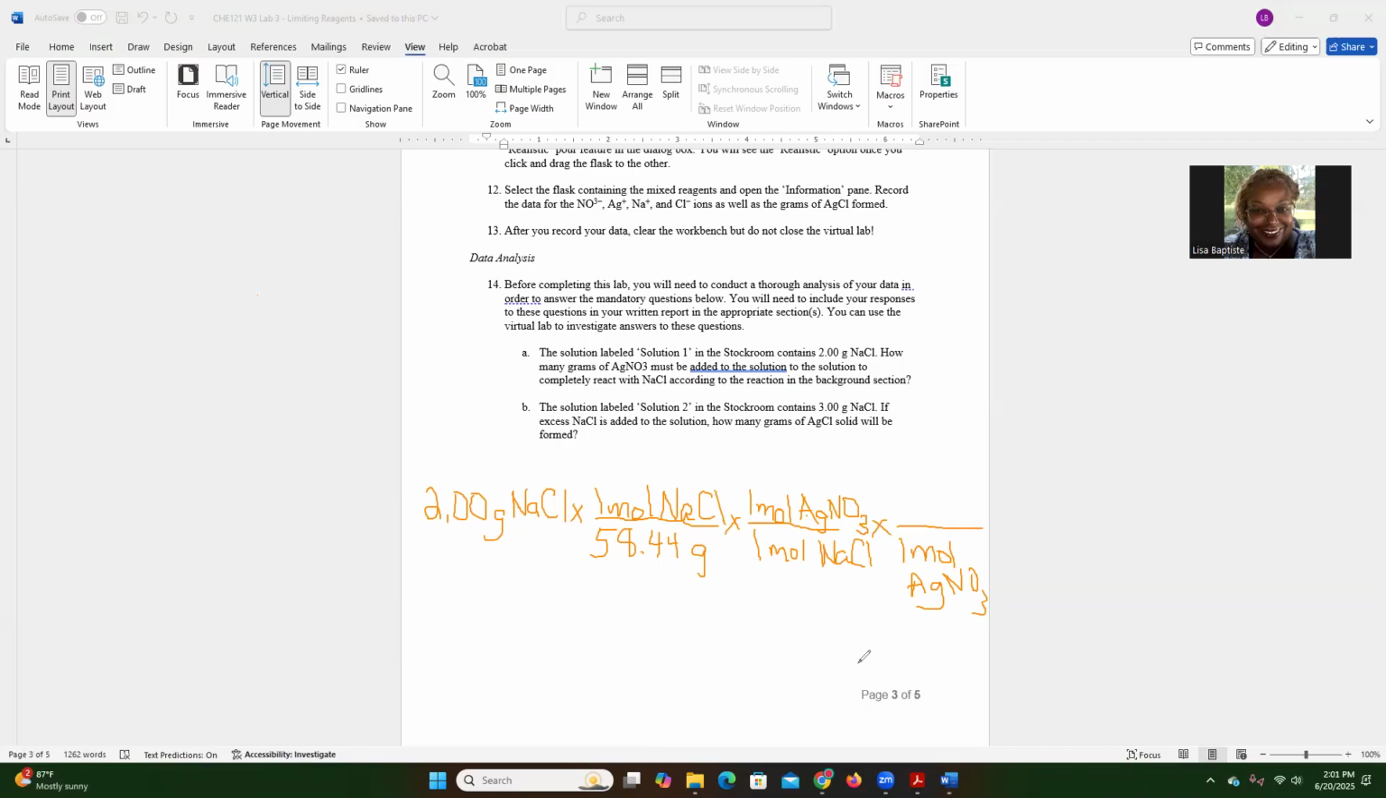Okay. So when we do the math for that, we get 169.91, and that's grams. And it would be grams of silver nitrate. I ran out of room.